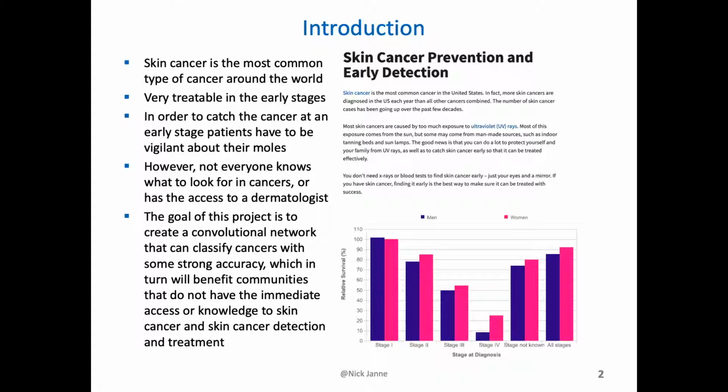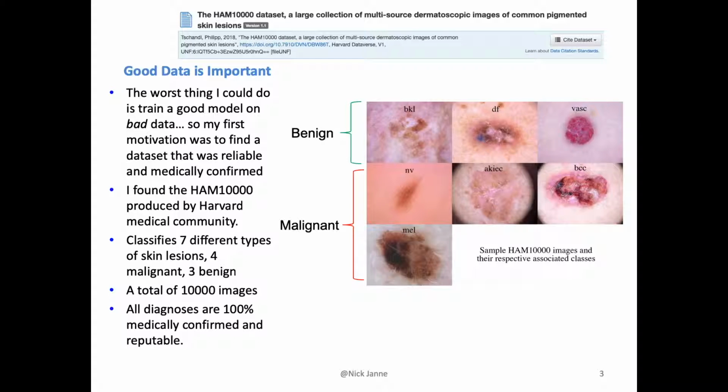So an introduction is that skin cancer is the most common type of cancer around the world, and it's very treatable in the early stages. However, if it's undetected at an early stage and metastasizes to other parts of the body, then this becomes very harmful because it's much easier to remove a malignant tumor that's skin deep rather than something that has spread throughout the bloodstream, the bone marrow, or the lungs. So good data is very important for classifying skin cancer and any other type of medical technology.